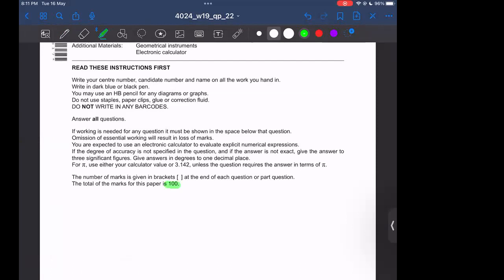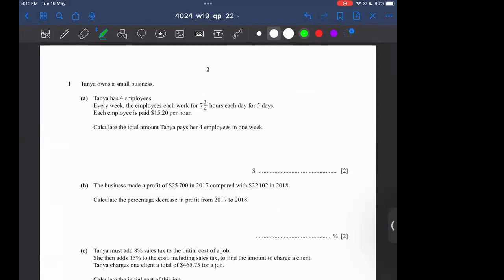Since it is paper two here, we can use the calculator. And what does it say in question number one? It says Tanya owns a small business. Tanya has 4 employees. Every week, the employees each work for 7 whole 3/4 hours, that is 7.75 hours, each day for 5 days. Each employee is paid $15.20 per hour. Calculate the total amount Tanya pays for her 4 employees in 1 week.